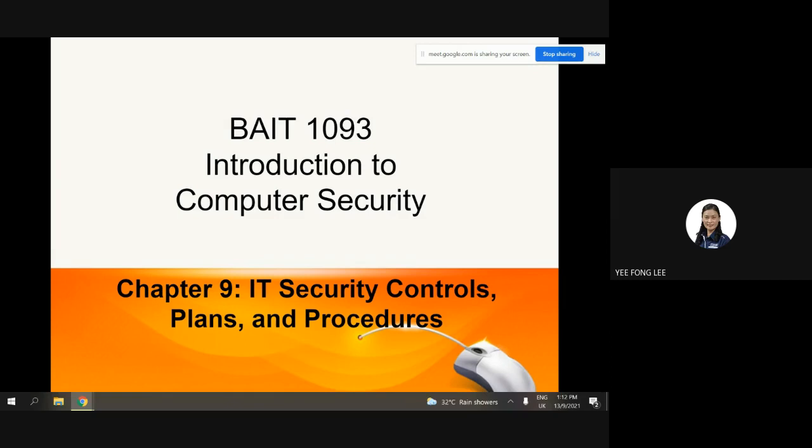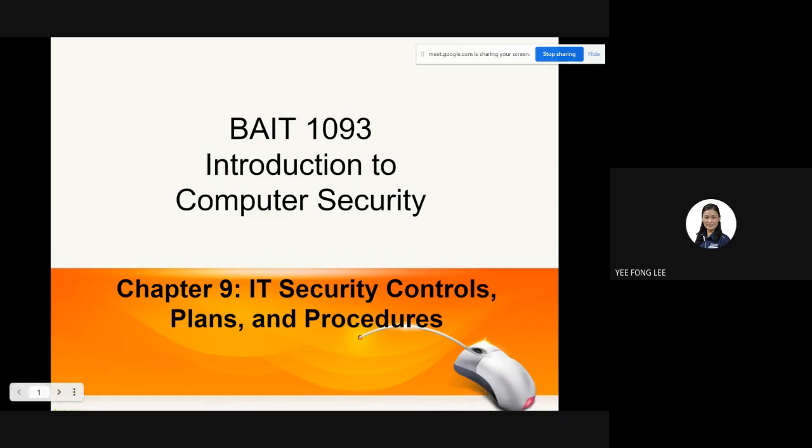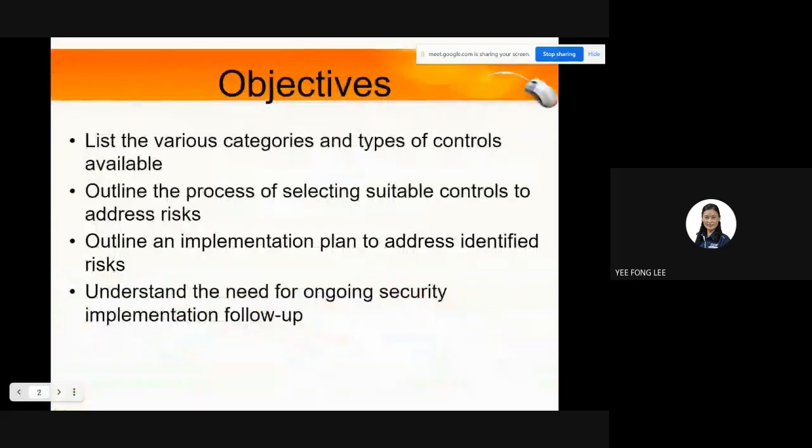Right, we look at our objective today. Number 1, various category types of control available. Number 2, we will look at what are the suitable controls available to address the type of risk encountered by the organization. Followed by, we will look at the type of implementation plan and implementation follow-up.